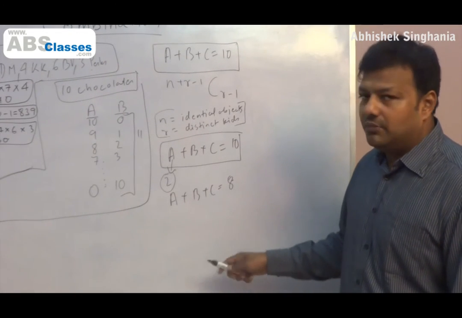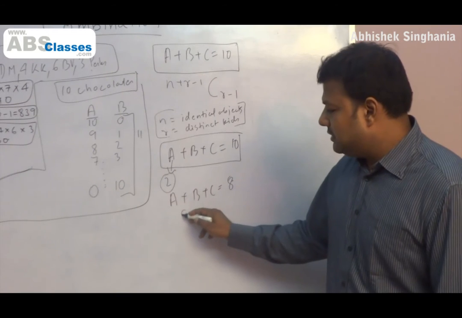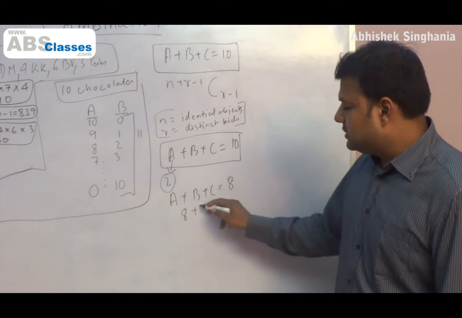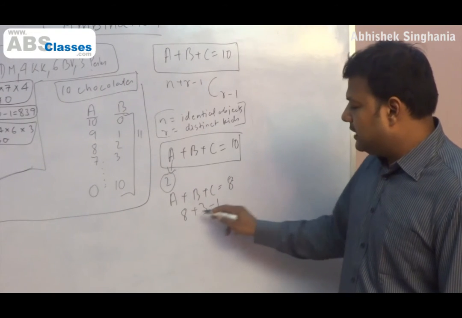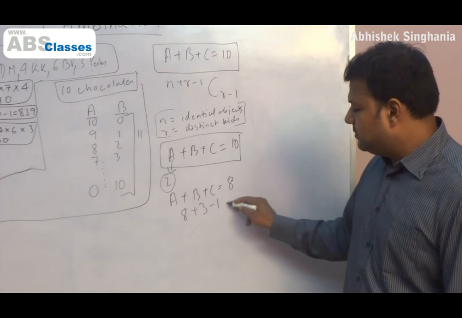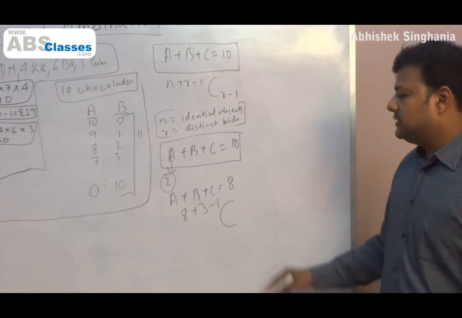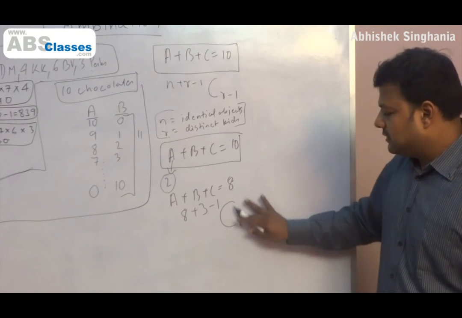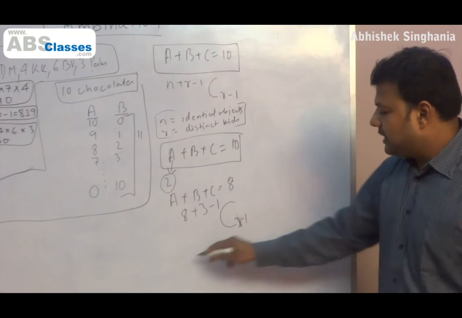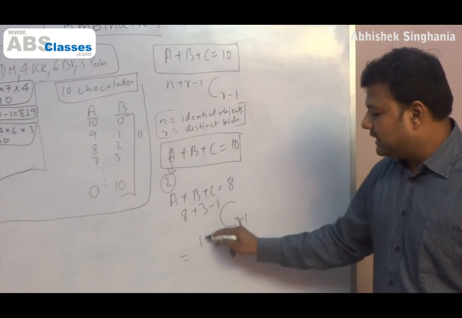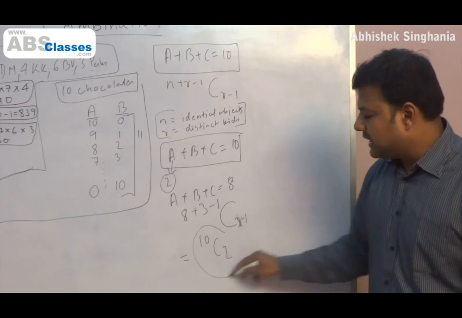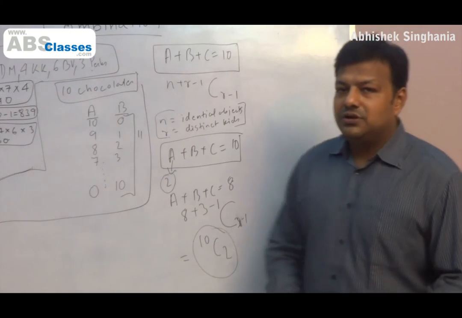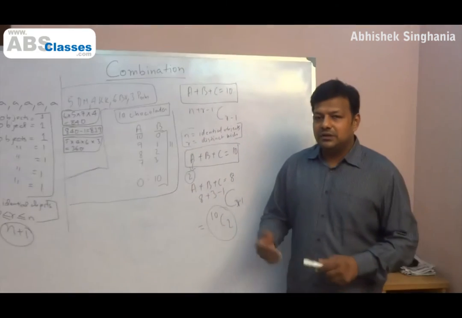So how do I use the formula now? N is 8. R is 3 distinct groups. N plus R minus 1, then this huge C or combination, then R minus 1, which means 3 minus 1. So my answer will be 8 plus 3 minus 1, 10, C2, which is actually 45. And therefore this is my answer. Right? So it's very simple. Once you understand, obviously it's very simple.